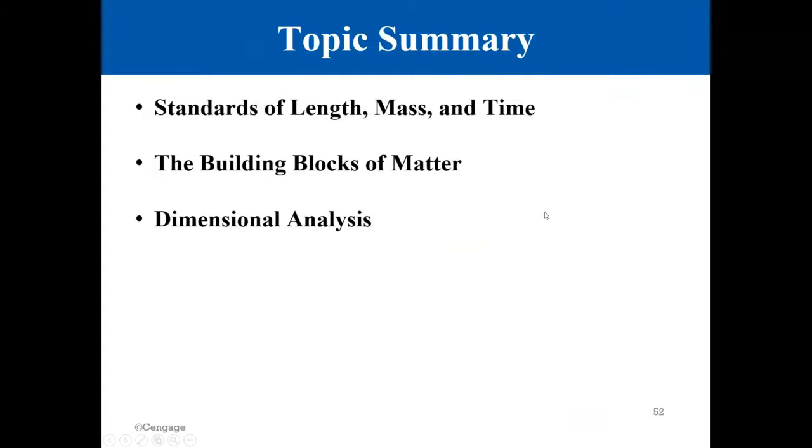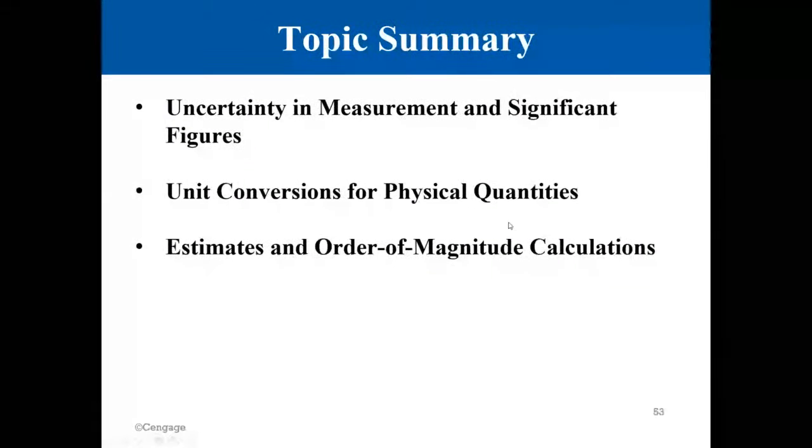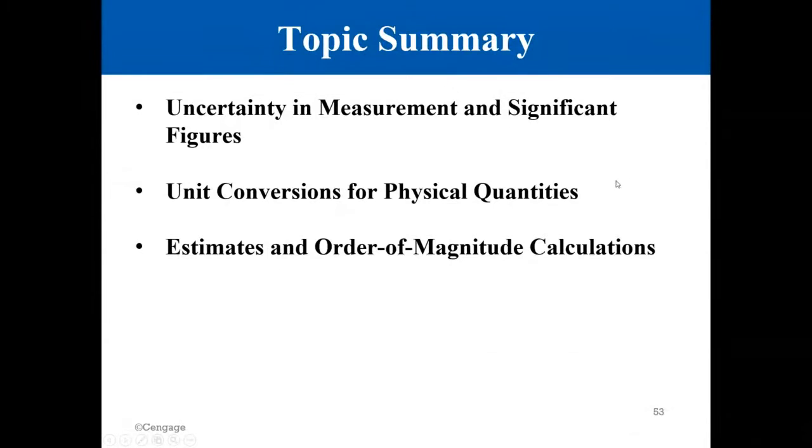So in this chapter, we learned about the standards of length, mass, and time. We learned about matter. We learned about measurements in general. We learned about few techniques that we use to check on things like dimensional analysis. For any equation to be correct, the dimensions of both left and right sides need to be the same. We learned about significant figures, how we represent the results for any measurement that we do. We learned how to convert between the systems of units and how to estimate the order of magnitudes for our results.